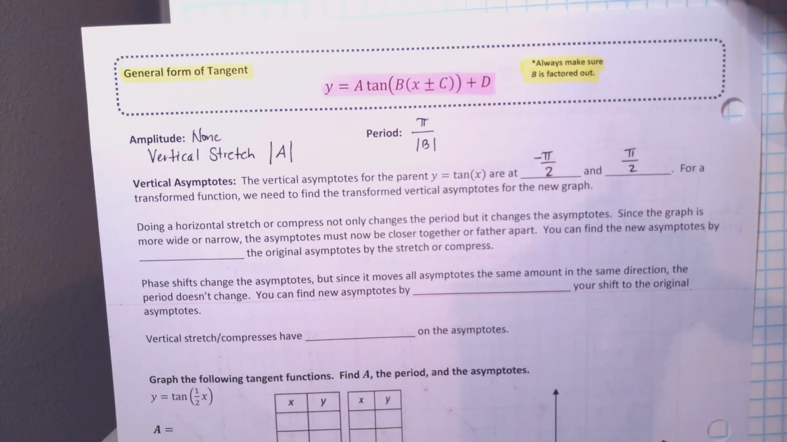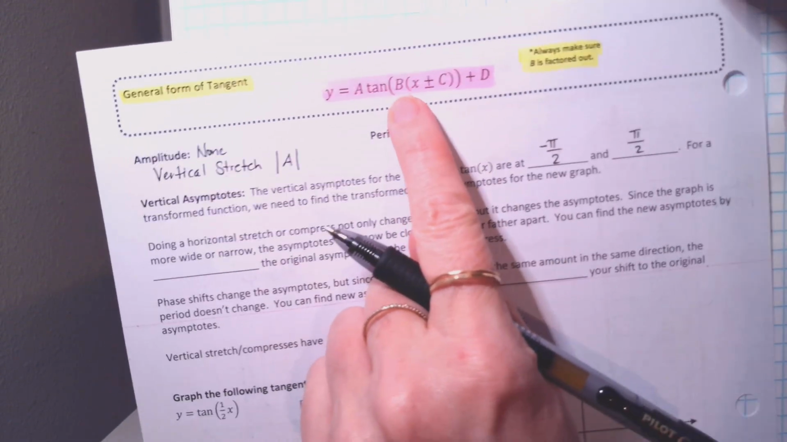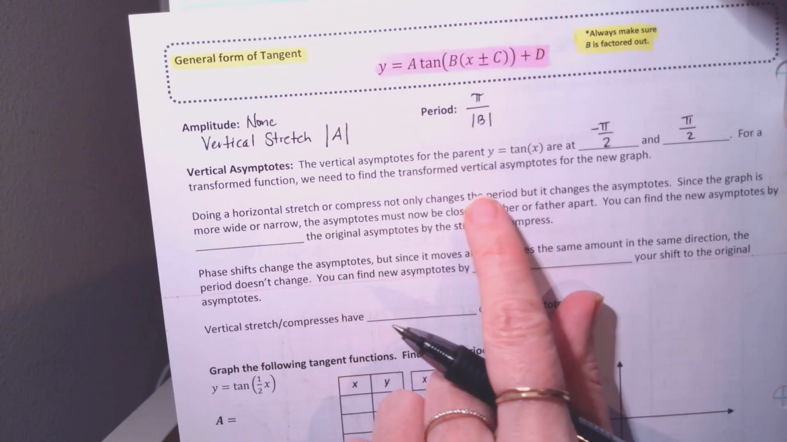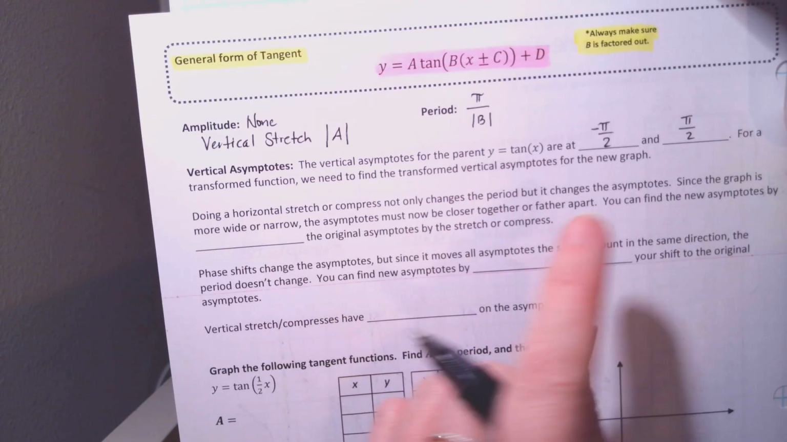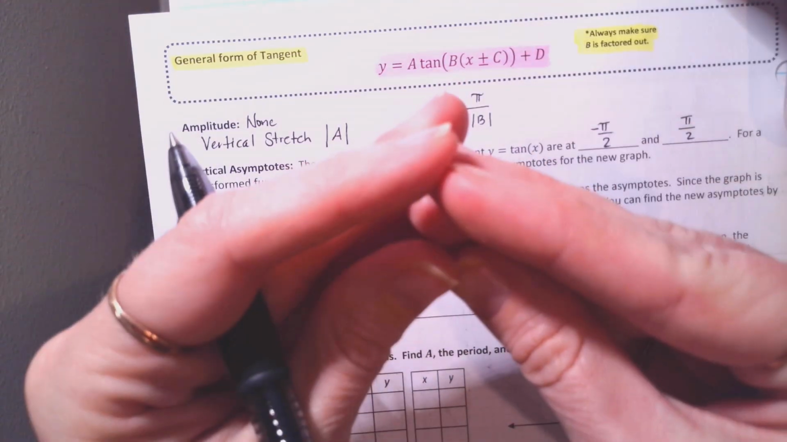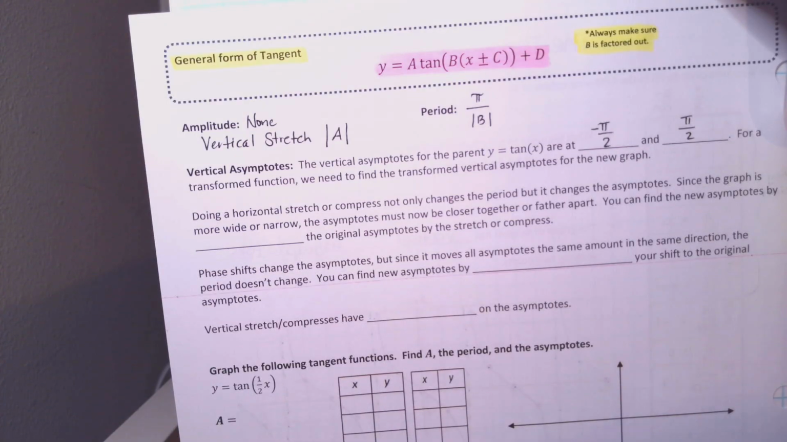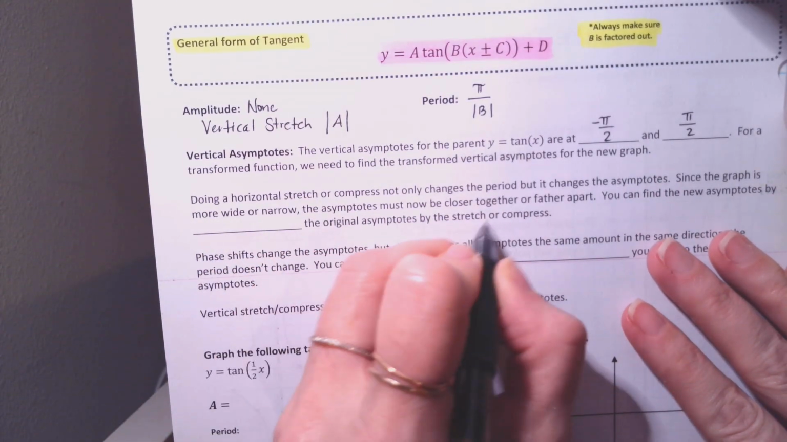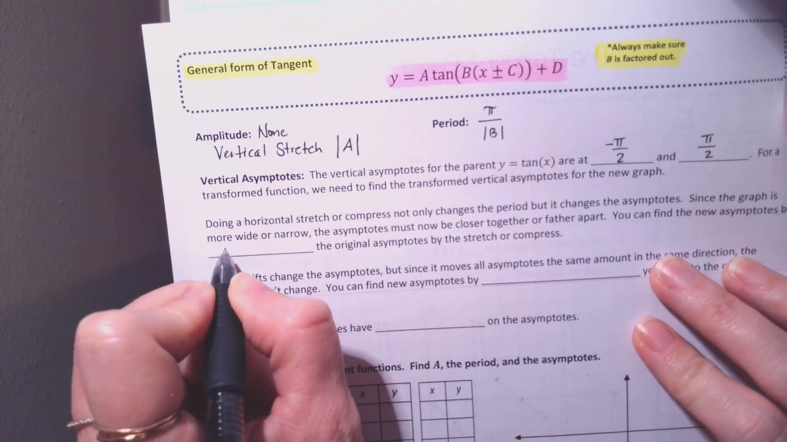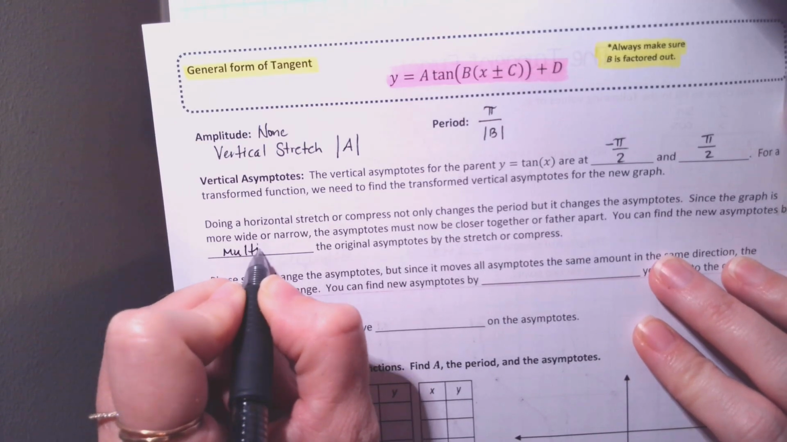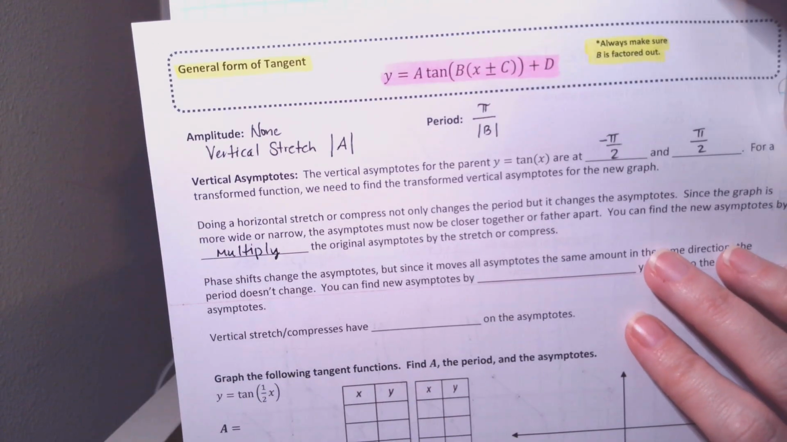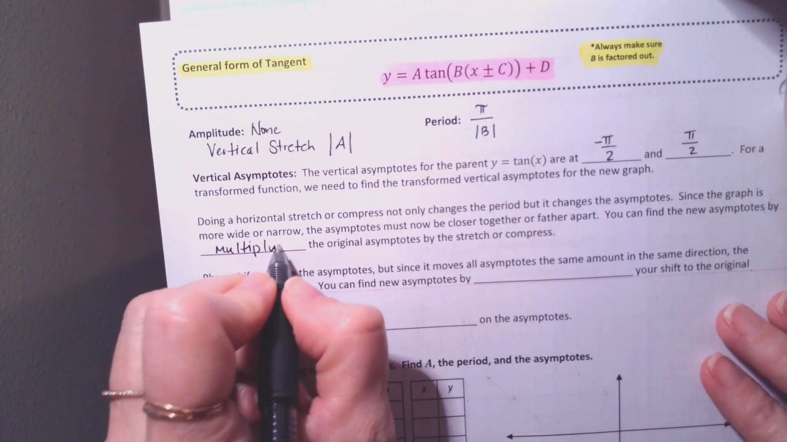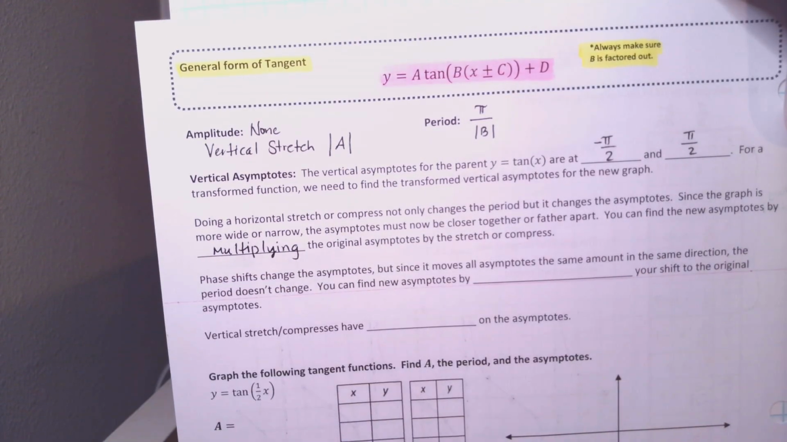Doing a horizontal stretch or compress would be our B value here. It not only changes the period, but it does change the asymptotes when you stretch it horizontally or compress it horizontally, because the new graph will be wider or narrower. We can find the new asymptotes by multiplying the original asymptotes by the stretch or compress amounts, which again, we'll find whenever we do our table for adjusting our x's and y's. I guess it should have been multiplying. There we go.